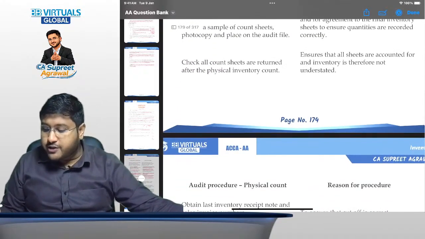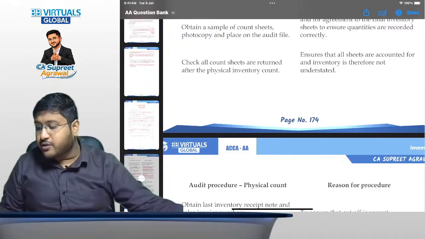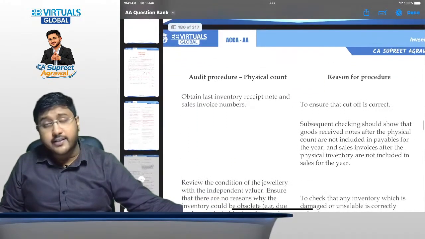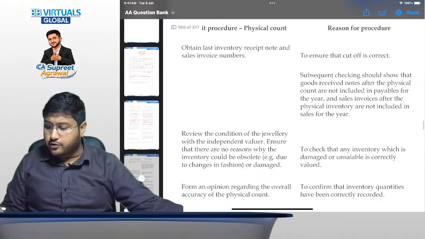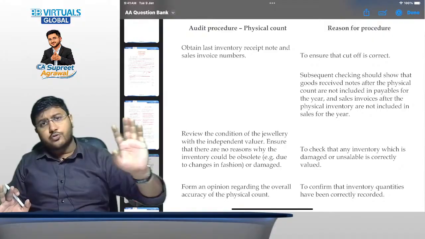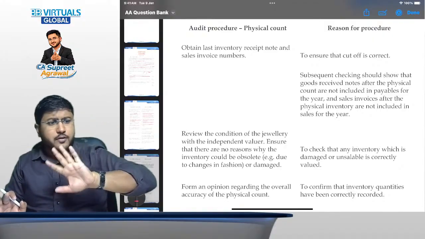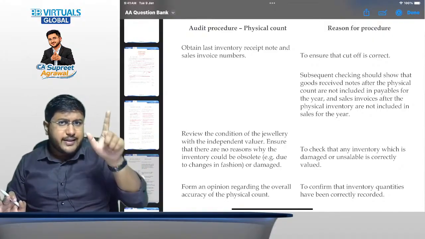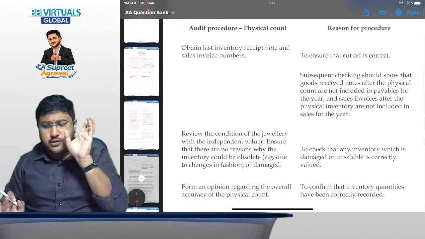Check all count sheets are returned after the physical inventory count. Ensure that all the sheets are accounted for and inventory is therefore not understated, and then we will be doing a pre-numbered analysis also. So do we need to write this many procedures only? No, the answer was of 5 marks, so you can write 5 points. Okay, 5 points, 1 mark each for audit procedure, 1 mark each for the reasoning.